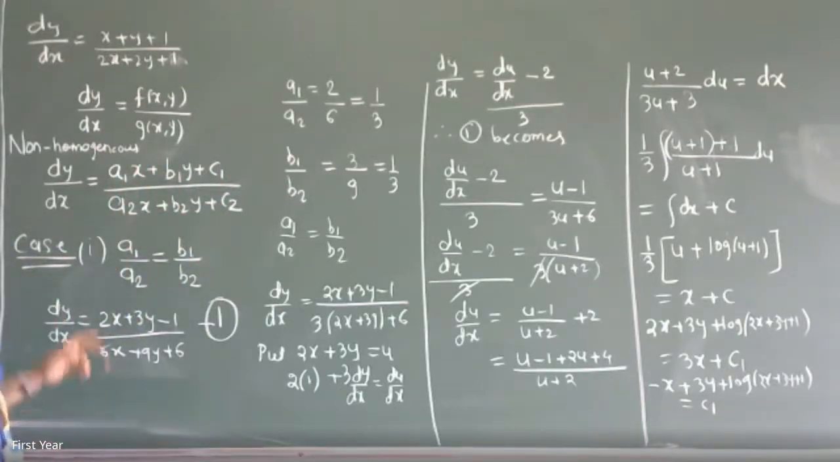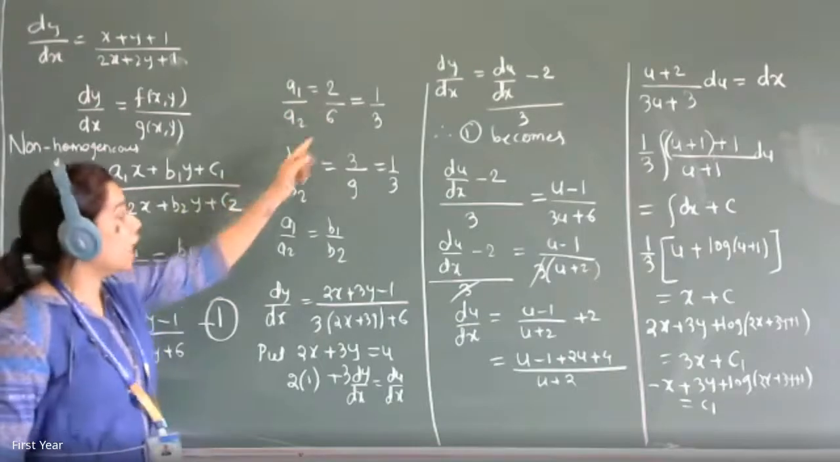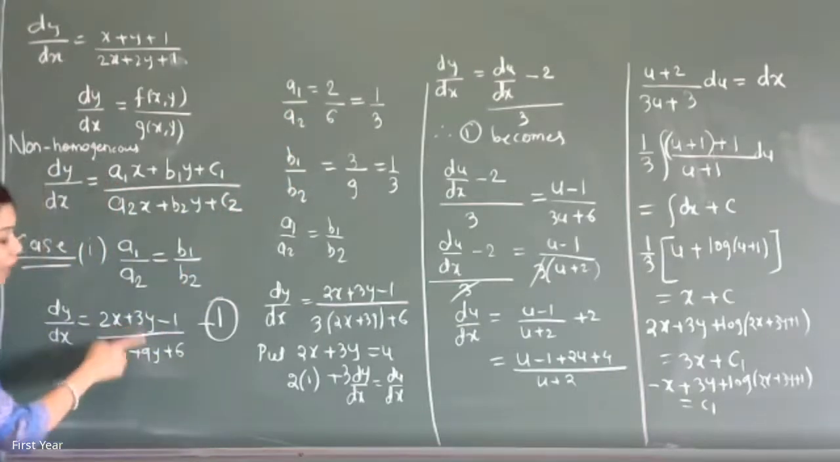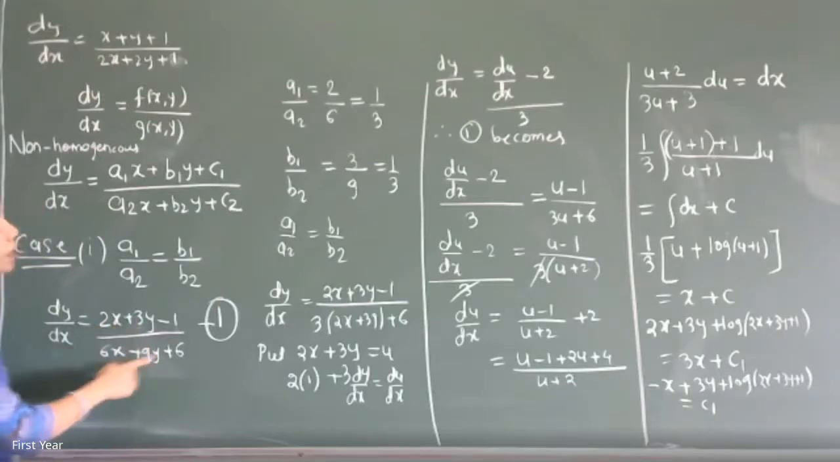So in non-homogeneous, look at the coefficient of x and the coefficient of y. What is the coefficient of x? 2 and 6. What are the coefficients of y? 3 and 9. So in the numerator a1 is 2 and in the denominator it is 6, that is a2. So a1 by a2 will become 2 by 6, and b1 by b2, the coefficients of y, that is 3 and 9. So 3 by 9.